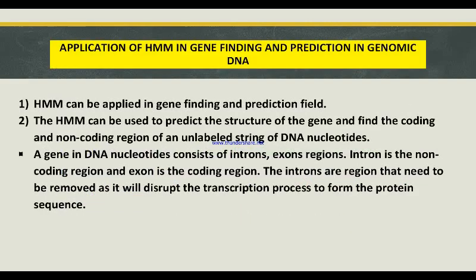Application of HMM in gene finding and prediction in genomic DNA. HMM can be applied in the gene finding and prediction field. The HMM can be used to predict the structure of the gene and find the coding and non-coding regions of an unlabeled string of DNA nucleotides. A gene in DNA nucleotides consists of introns, which are the non-coding regions, and exons, which are the coding regions. The introns are regions that need to be removed as they will disrupt the transcription process to form the protein sequence. Normally, the introns are longer than the exons.